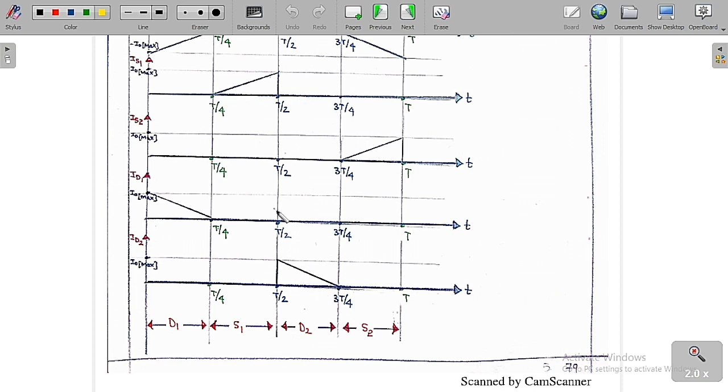So with the help of this, we have drawn the graphs for switch S1 current, switch S2 current, diode D1 current and diode D2 current. Now we are going to analyze each and every aspect of this.